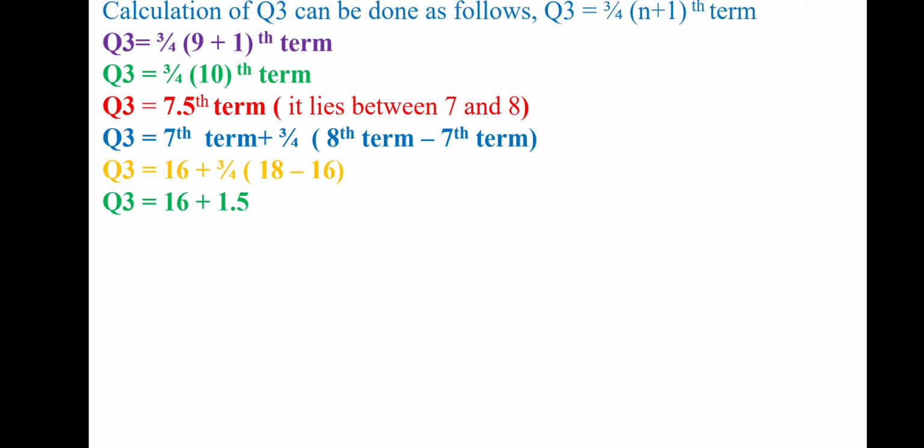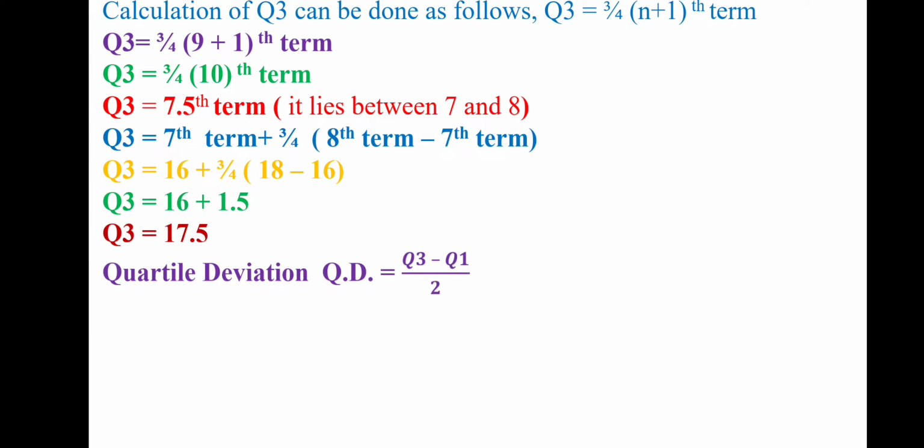Q3 equal to 16 plus 1.5, because 18 minus 16 is 2. 2 into 3, 6. 6 divided by 4, 1.5. So Q3 equal to 17.5. In this way Q3 will be calculated. Already we calculated Q1. Now Q3 and Q1, both we are going to use for finding the quartile deviation.